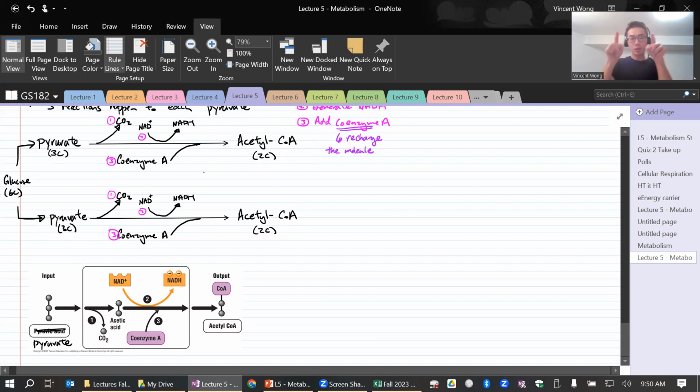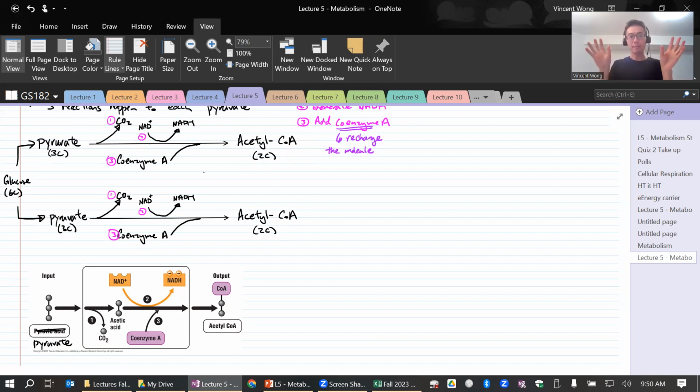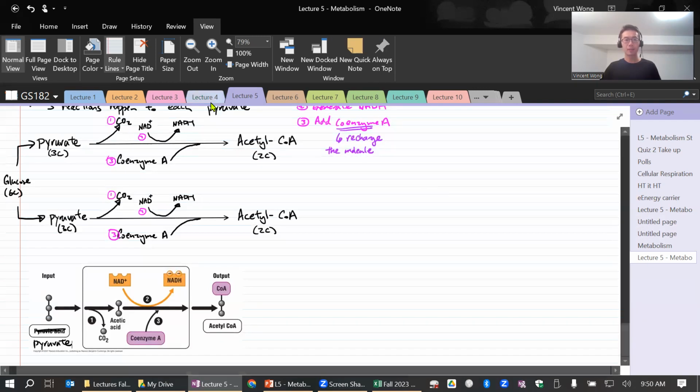So each glucose produces 2 pyruvate, right? And each pyruvate will then become an acetyl-CoA. Right? So from one glucose, you get 2 acetyl-CoA in the end. Okay. Thank you.